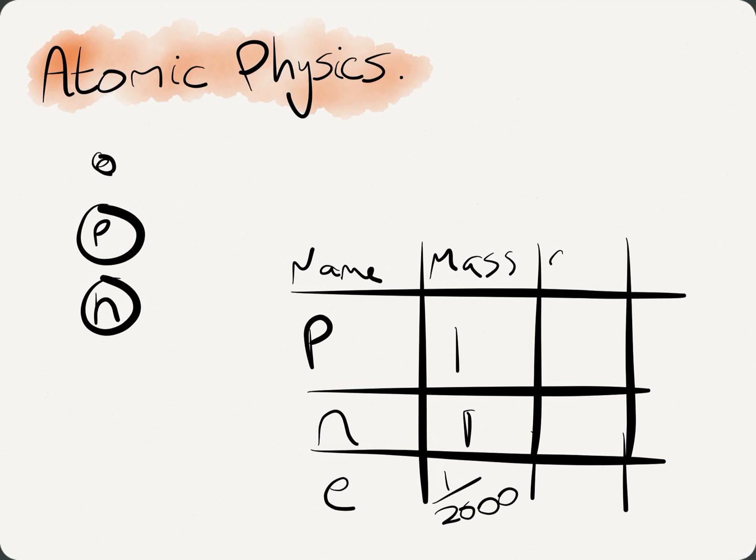But in terms of its charge, it packs a punch. Because if we do the charge, again, we cheat. We just call the charge of a proton plus 1, neutron 0, and the charge of an electron minus 1. So you can see, even though it's 2,000 times smaller, its charge is the same.